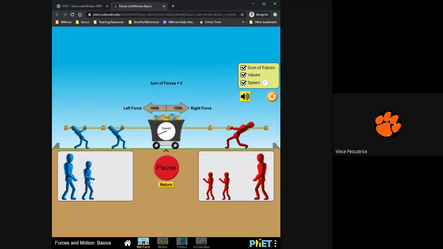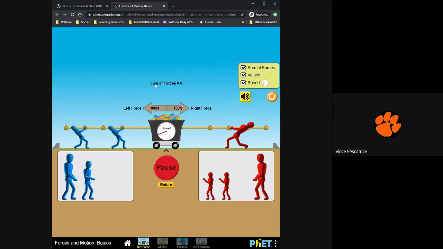Now, what does the word sum mean in math? What does the word sum mean in math? All right, good. Total. And how do you get a total? How do you get a total? Good. Thank you, guys. Adding together. So the sum of the forces is the addition of all the forces.